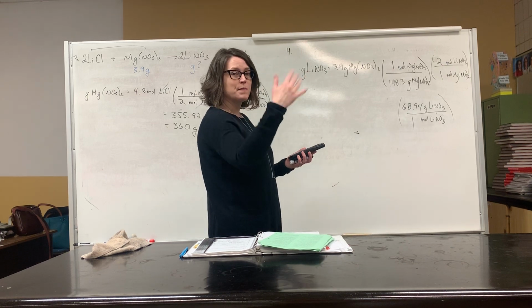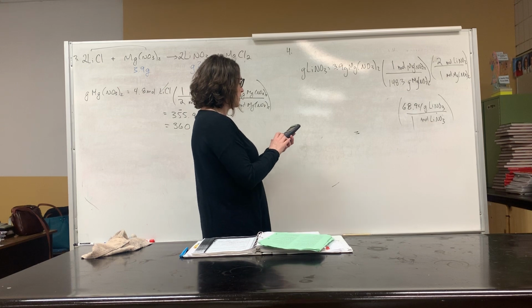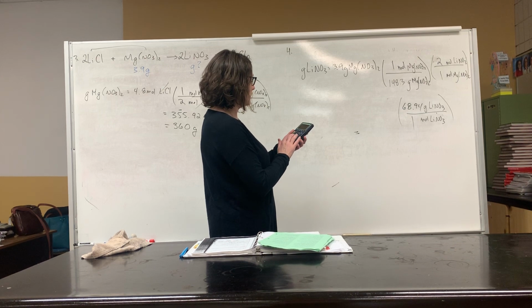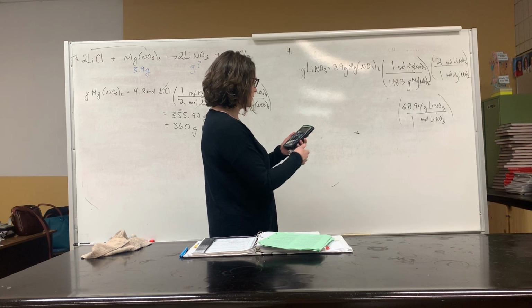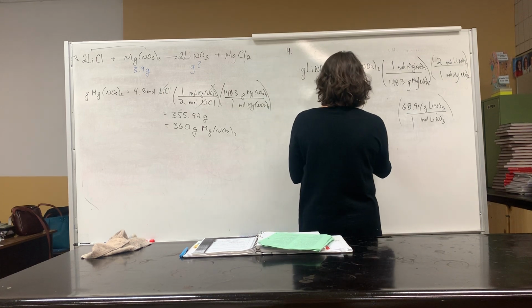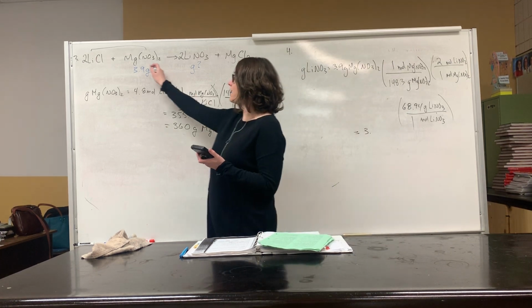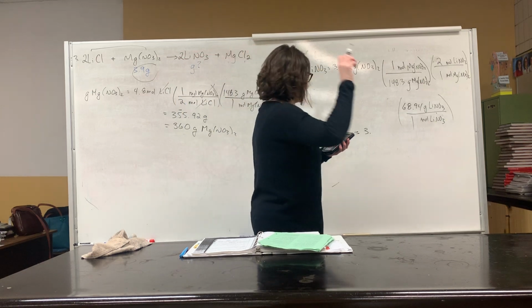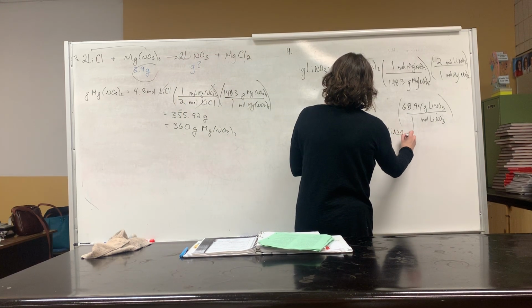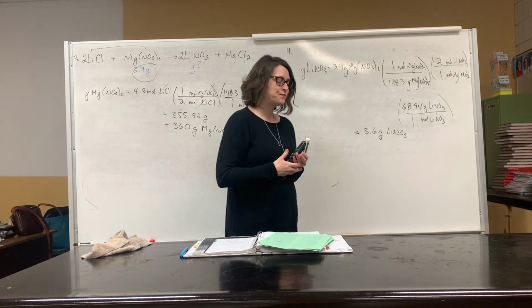Then you're going to multiply all the tops, divide by all the bottoms. So 3.9 times 2 times 68.94 divided by 148.3 divided by 1 divided by 1. And your answer is, you can only have 2 sig figs because of what was given to you in the question. So 3.6 grams of lithium nitrate.